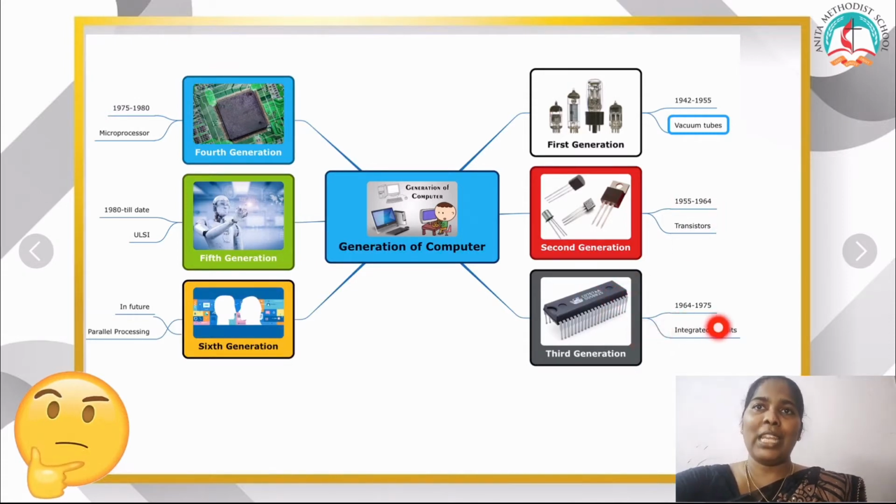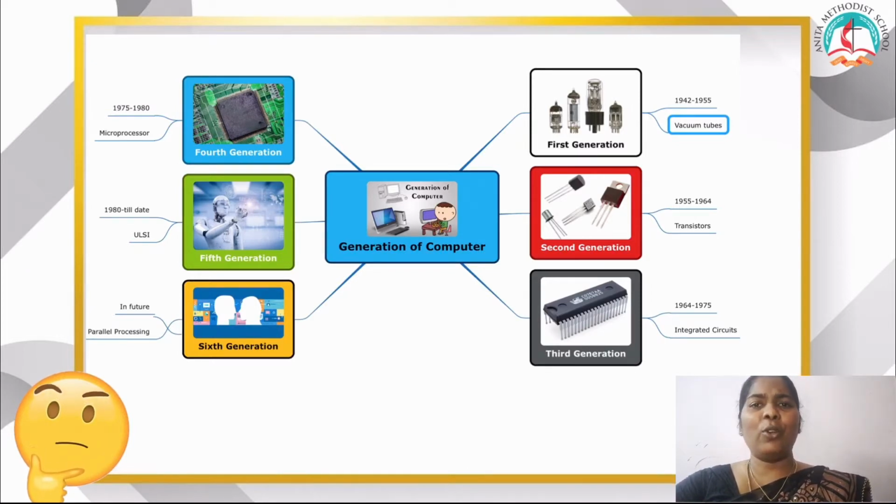The fourth one is microprocessor, 1975 to 1980. Fifth generation computers used ultra large scale integration, from 1980 to till date. The last one, in future, is called parallel processing. It's like a robot. Good children. Hope you learnt about the different generations of computer.